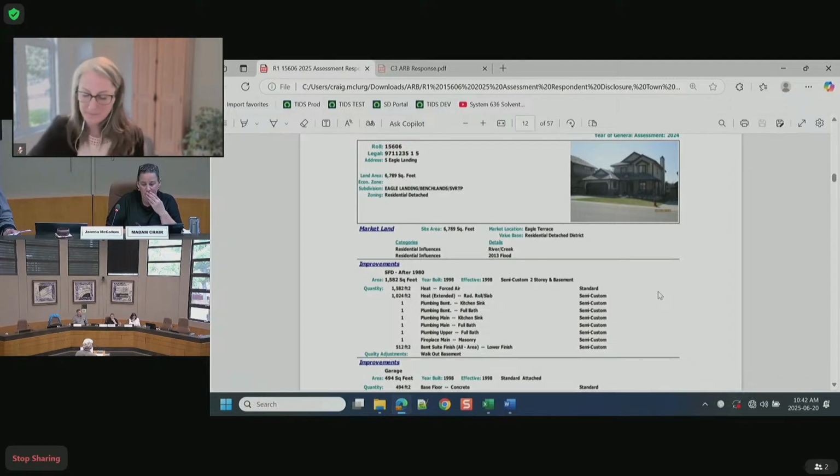Okay, and then you mentioned the 95% to 105% range on sales values. How does that apply to 5 Eagle Landing?